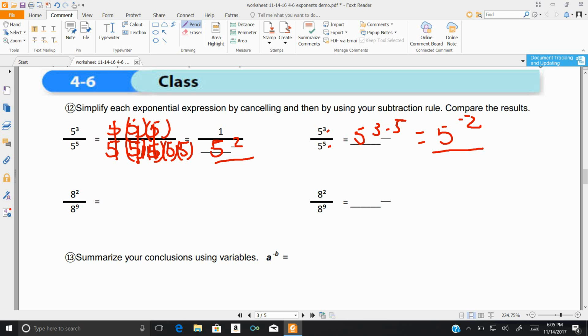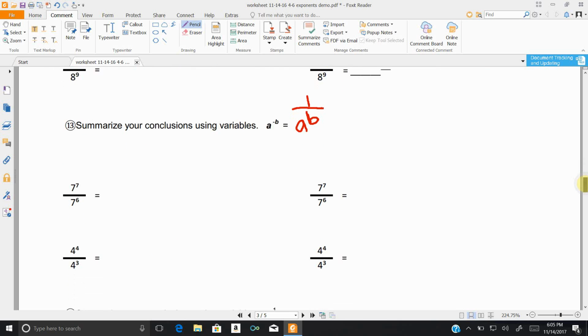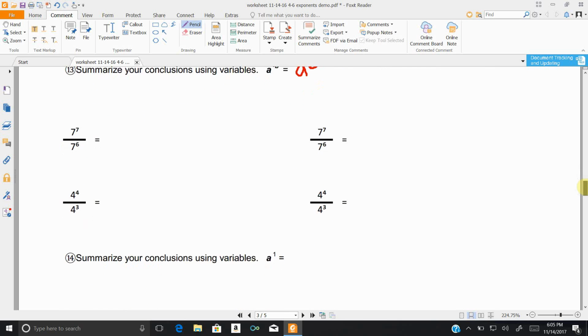And you can try that with the 8s also, but what you will find is a to the negative b equals 1 over a to the b. So if you want to write it with positive exponents, you put the expression in the denominator.